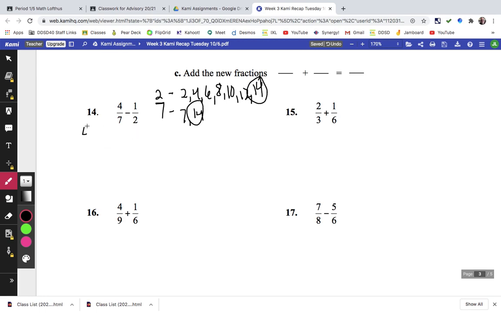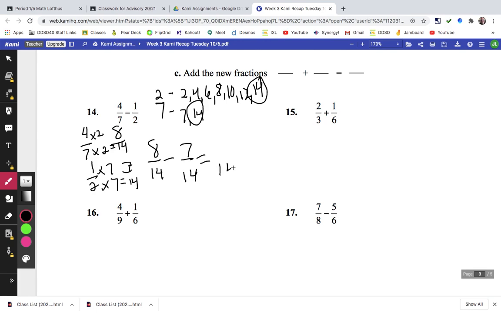So 4/7 times 2 is 14. 4 times 2 is 8. I'm going to go a little faster here. 1/2 times 7 is 14. Times 7 is 7. So 8/14 minus 7/14 is going to be 14ths. 8 minus 7 is 1.